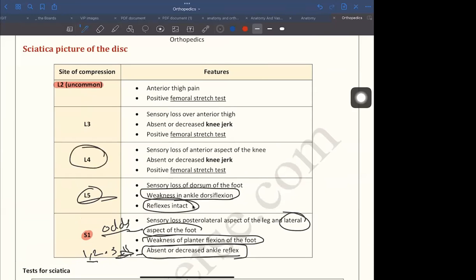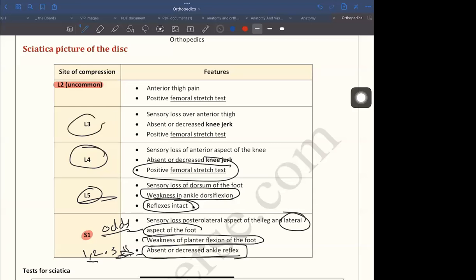And L4, there'll be sensory loss on the front of the knee, the anterior aspect of the knee, and the medial side of the leg, right? And it's the 4, so 1, 2, 3, 4. So the knee jerk will be decreased. And there is something called a positive femoral stretch test. Again, you can always watch the video about the femoral stretch test. You're basically stretching the leg in an extended position backward.